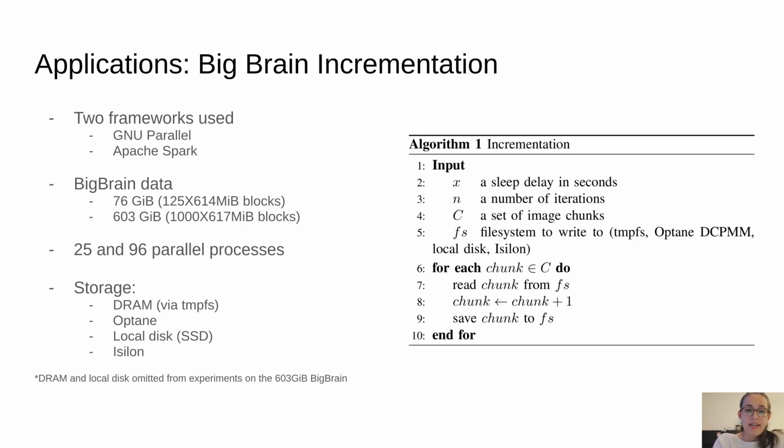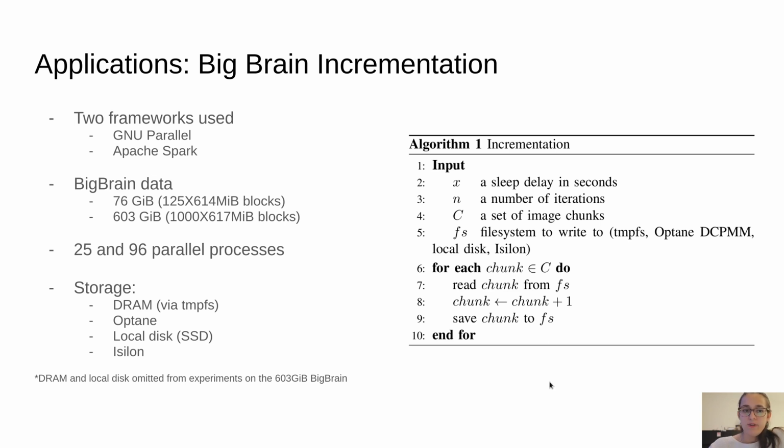And so for our study, we had two applications. Our first one is the BigBrain incrementation. So we took the full image, which is the full 76 and 603 gigabyte image, and split it up into 125 and 1,000 blocks. For each block or chunk, we read the chunk from a given file system, which could have been tmpfs, Optane, local disk, which is the SSD, or Lustre. Then we'd take that block and increment each voxel by 1, and then we'd save that chunk to the respective file system.